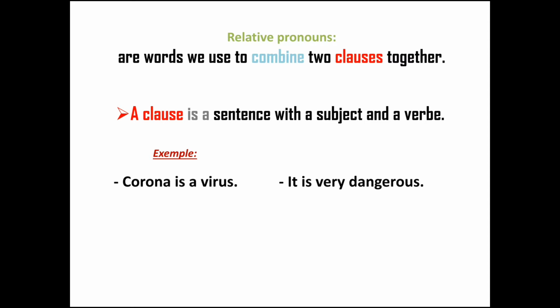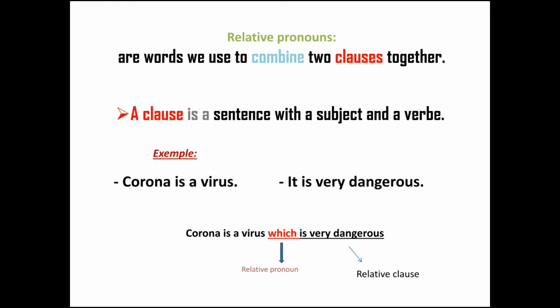Corona is a virus. This is the first sentence or the first clause. It is very dangerous, the second clause. So we will try to join these two clauses or sentences or to combine them. Corona is a virus which is very dangerous. So as you see, we have joined these two sentences using which. So what is which? Which is the relative pronoun, and which is very dangerous is called the relative clause.